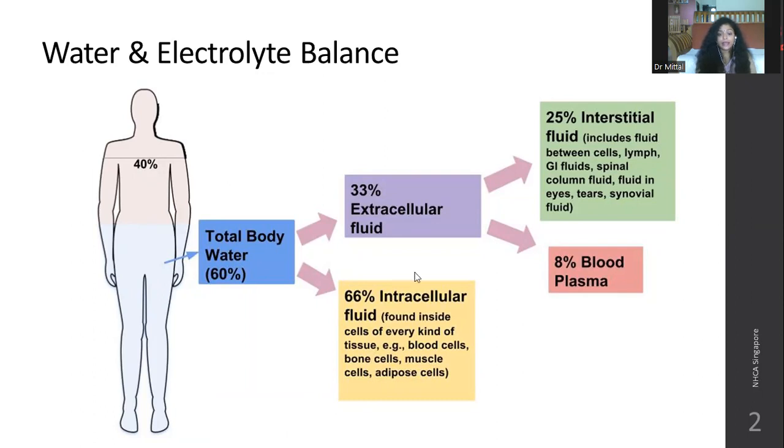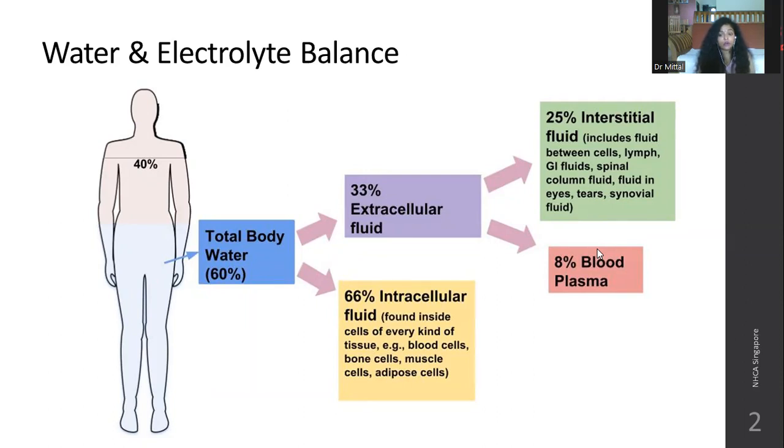Extracellular fluid, again, blood plasma is an extracellular fluid. Blood is a fluid connective tissue. And 8% of the water content of your body is found in the blood plasma. Blood plasma is the matrix, and the cells are RBCs, WBCs, platelets, etc. Blood has two major components, the plasma component and the blood cells. So 8% of the fluid is found in blood plasma.